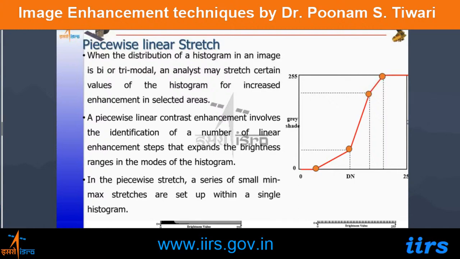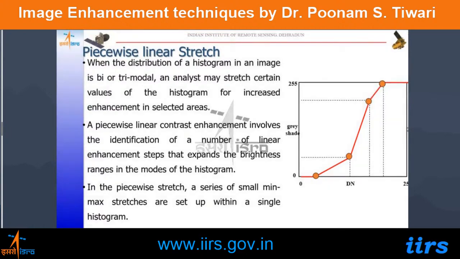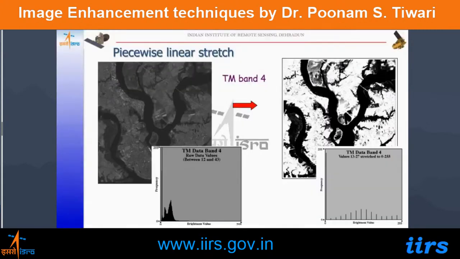So, what is done in piecewise linear stretching is that a small series of minimum-maximum stretches are set within a single histogram. So we divide the area into small parts and then apply minimum-maximum stretching in those areas differently, independently. So the same data, we have applied piecewise linear stretching here.